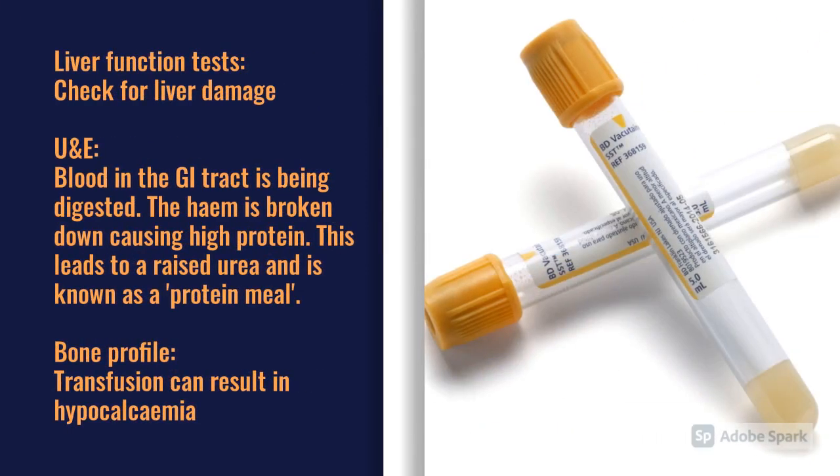Liver function tests, obviously, we've already mentioned liver, but important to get a baseline liver function there. U&Es, so the key with U&E is if you have a raised urea, it suggests that you've had what we call a protein meal, where essentially you're bleeding into your upper GI tract. Your body's breaking down what is essentially protein from the red blood cells, and that gives you a disproportionately raised urea to creatinine level. And then a bone profile, again, can get hypocalcemia secondary to massive transfusion.